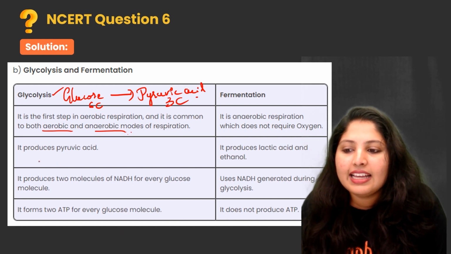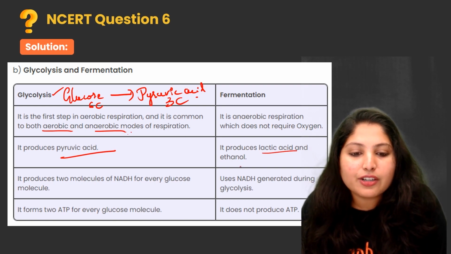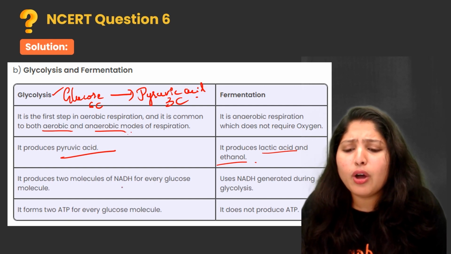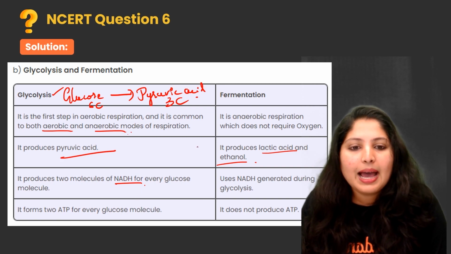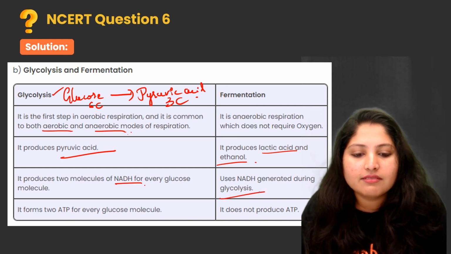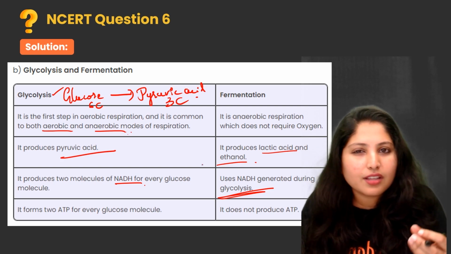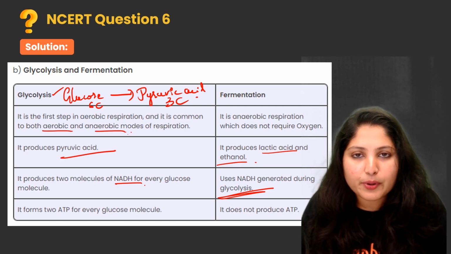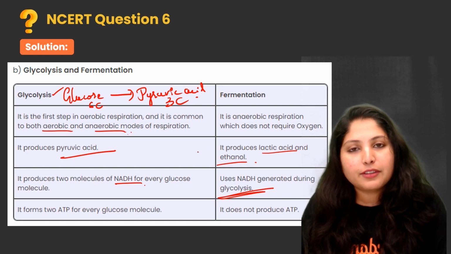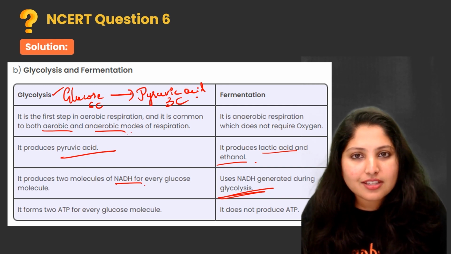Okay, next one: glycolysis produces pyruvic acid, but in fermentation lactic acid or ethanol is produced. Next one, in glycolysis 2 molecules of NADH are produced, but in fermentation what happens? The NADH generated is utilized during fermentation. So during glycolysis 2 NADH are produced, but that NADH is utilized during the fermentation process. In both ethanolic fermentation and lactic acid fermentation, this NADH is utilized.